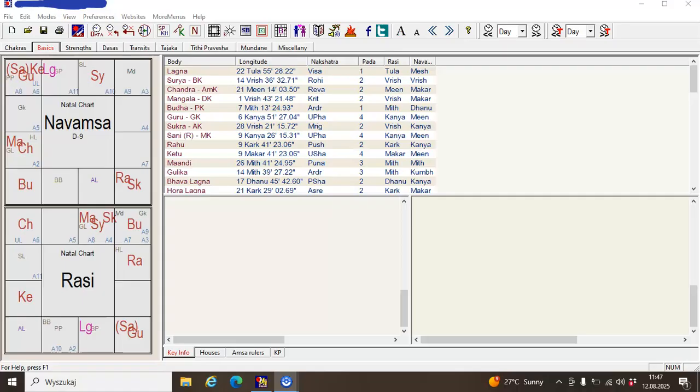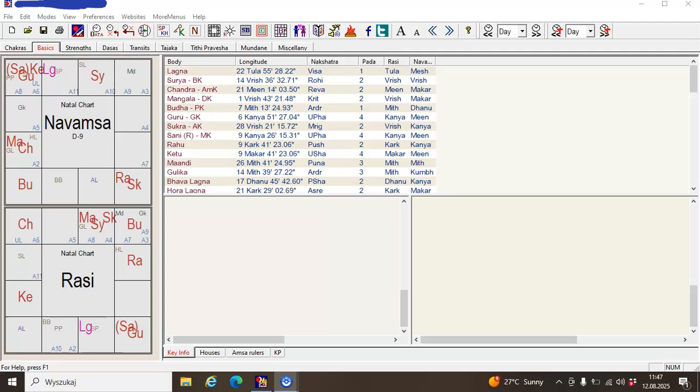So we'll start to learn about our Navamsha Dasha. First of all, Navamsha Dasha, as its name suggests, is only applicable to our Navamsha. We do not apply Navamsha Dasha to our Rashi or Dwan chart. It is only applicable to our Navamsha.